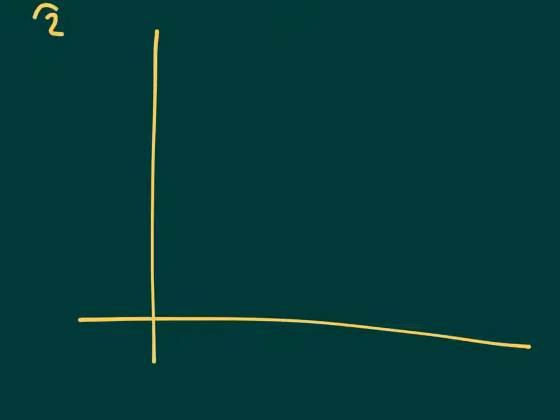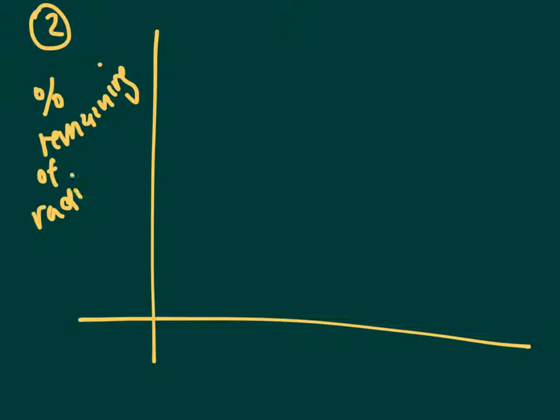Question number 2. Fill out this graph with the appropriate corresponding curve. The graph that would go with that then, on the y-axis, would be percent remaining of the radioactive material. And the x-axis would be number of half-lives.